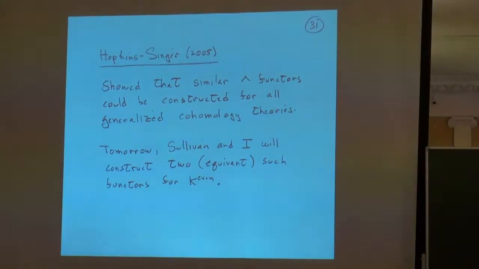we'll talk about something. Hopkins and Singer in 2005 showed that similar hat functors could be constructed for all generalized cohomology theories. So this kind of functor is what's become the subject of differential cohomology. And tomorrow, maybe, Sullivan and I will construct two. One would be enough, but we may do two, for K theory, at least for even dimensional K theory. There's a very nice functor. It has a diagram just like the other one, except with the things appropriate to K theory, and we may even talk about a second one. So that's the end of this lecture. Thank you very much.